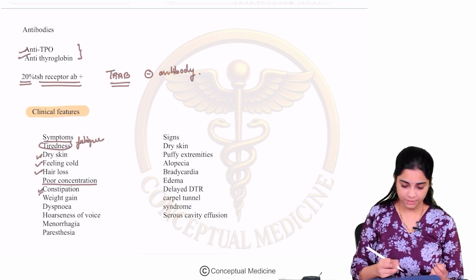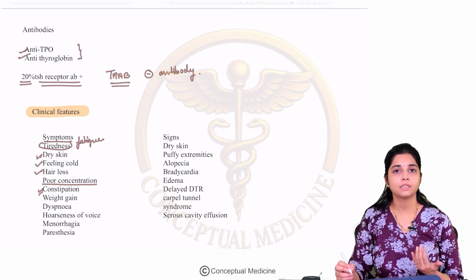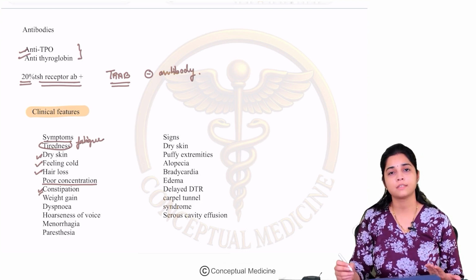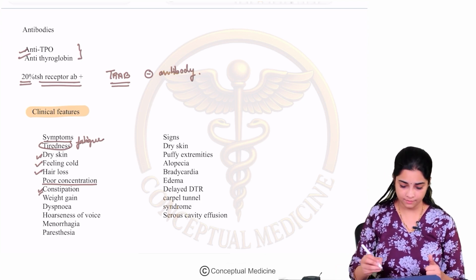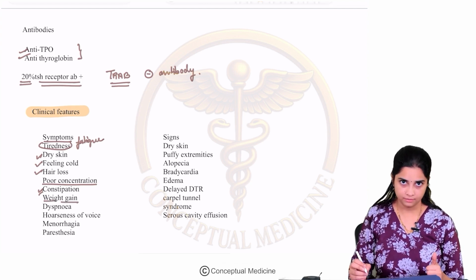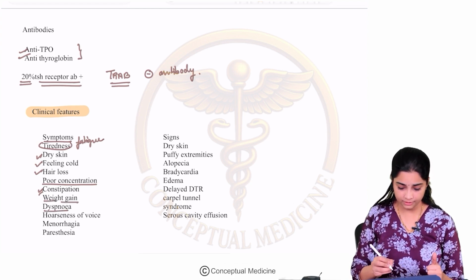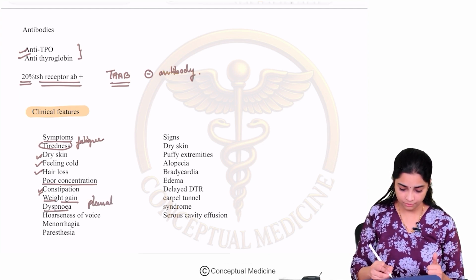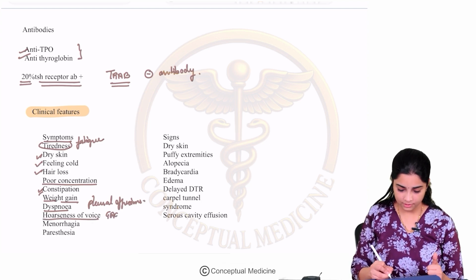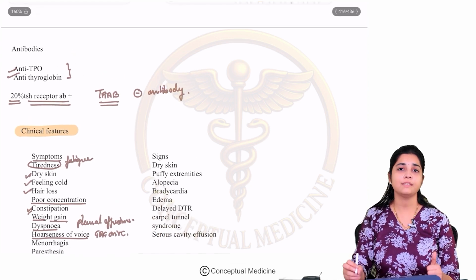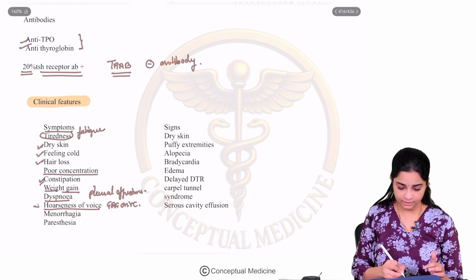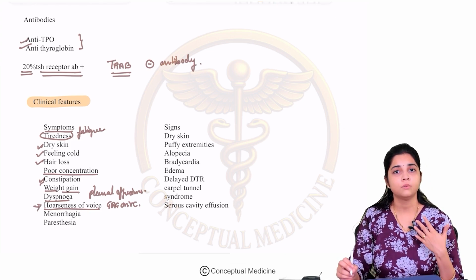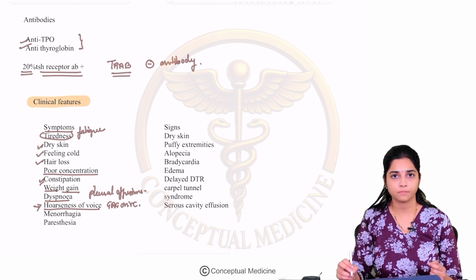You can have constipation. Basically, whenever there is a thyroid deficiency, there is a lot of excessive accumulation of glycosaminoglycans. And there is a lot of water retention as well, and hence you can have weight gain. There is accumulation of fluid in the lungs, there can be pleural effusions, and glycosaminoglycans can be deposited on the vocal cord. So these pleural effusions can result in dyspnea, and the deposition of glycosaminoglycans in the vocal cord can result in hoarseness of voice. Fine.